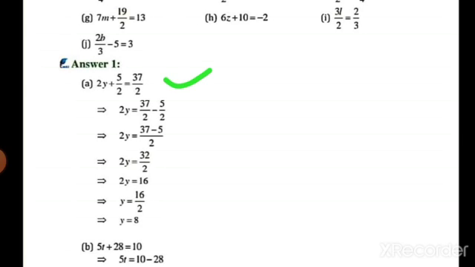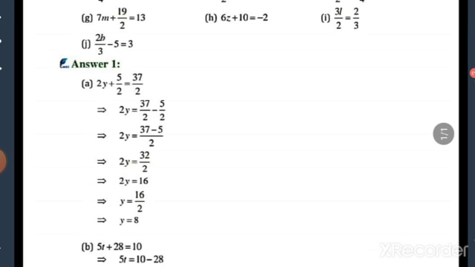2y plus 5 by 2 is equal to 37 by 2. First of all, we have to make 2y alone. So to make 2y alone, we keep 2y on the left hand side of the equal sign, then transpose the 5 by 2 to the right hand side. So we can get 2y alone on the left hand side. So 2y is equal to 37 by 2 minus 5 by 2.